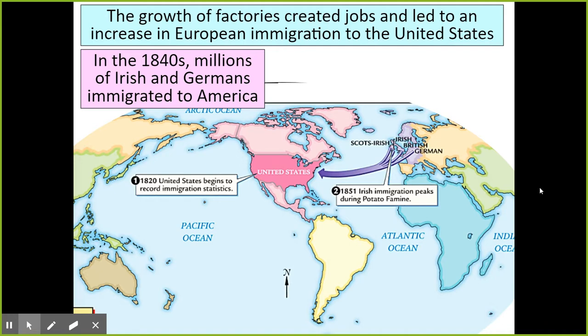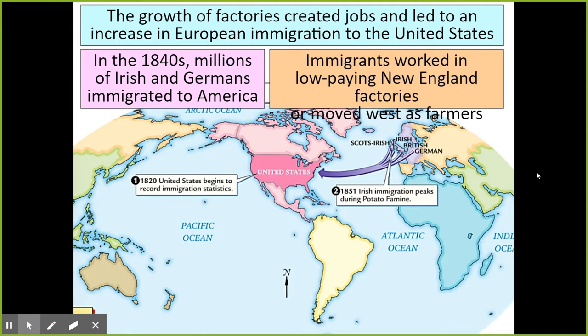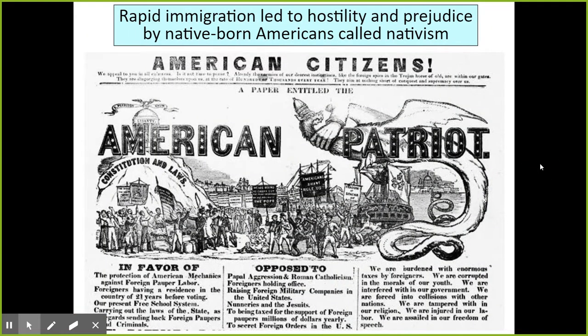Tons of Germans we know are coming across. We don't need to go into this, but in 1848, there's the big social revolution that goes on in Europe. So we get a ton of new immigrants. They come in, they work low paying jobs. And what we start to see are the first time that Americans don't want foreigners coming in. So this is called nativism.